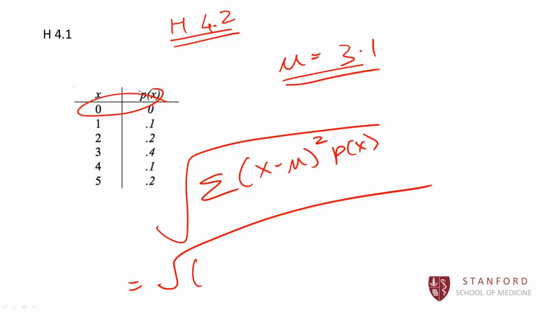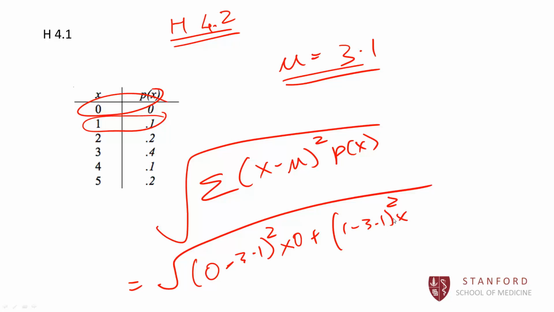So for x of 0, we have 0 minus 3.1 times the probability of x of 0, which is 0, plus for x of 1, 1 minus 3.1 times the probability of getting x of 1, which is 0.1, and so on. We'll have corresponding terms for 2, 3, 4, and 5. And if we do the math, the answer comes out to be 1.22.